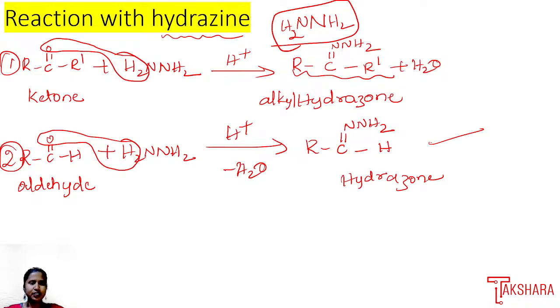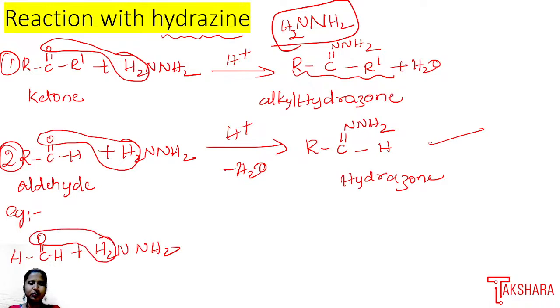See, first I will consider formaldehyde. Okay, so let us take examples. Formaldehyde is what? HC double bond O. HCHO is formaldehyde. When it is treated with hydrazine, that is NH2NH2, this H2 is combined with the oxygen. Okay? So it combines with oxygen and water is removed. And what product do we get?